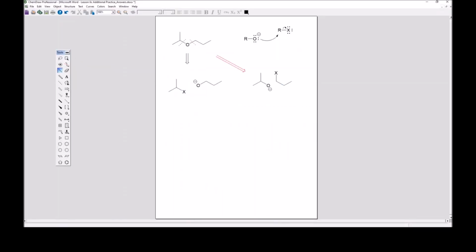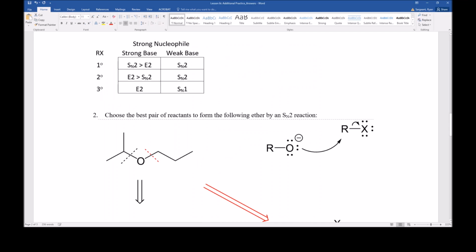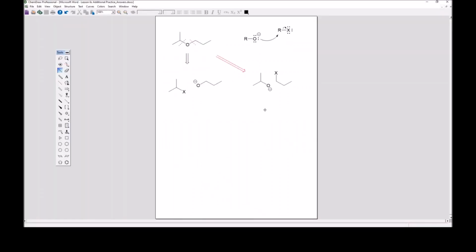So let's make sure I read the question. Choose the best pair of reactants to form the following ether by an Sn2 reaction. And all of these notes are not required for your correct answer, but hopefully you see how all the pieces fit together. This is how I make ethers up here.